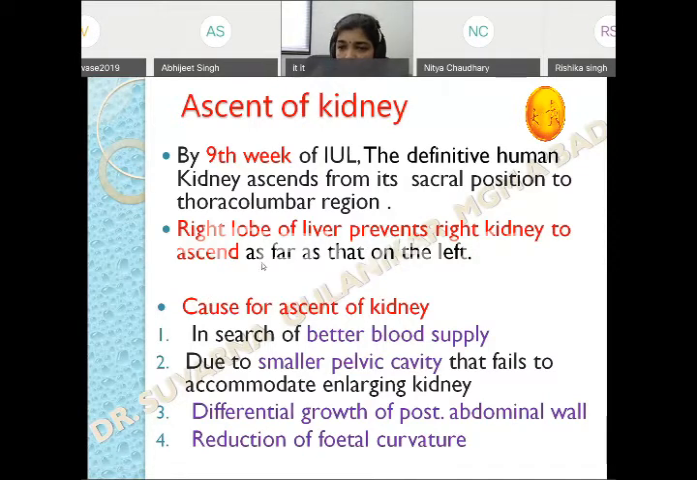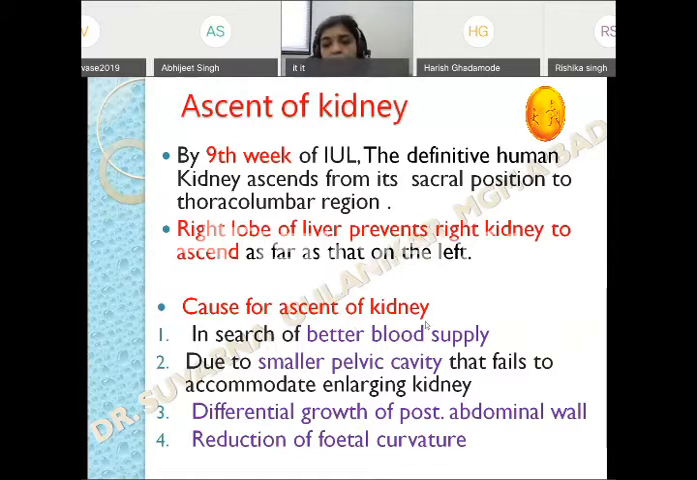Yes. L1, L2, L3, L4. Not L4. T12 to L3. Yes, T12 to L3 is the definitive position. It has to ascend till this position. But you know the right kidney is slightly lower than the left kidney. Why? Because of the developing right lobe of the liver, which arrests its ascent. So the right is slightly lower as compared to the left.